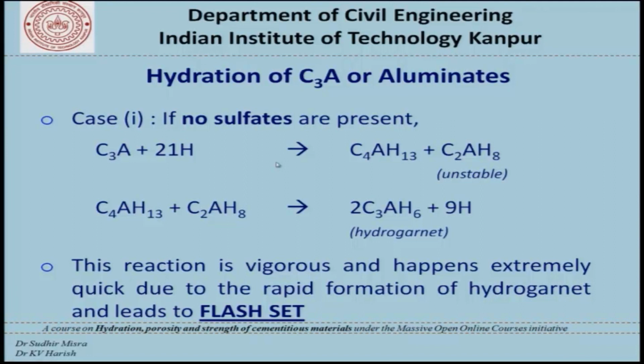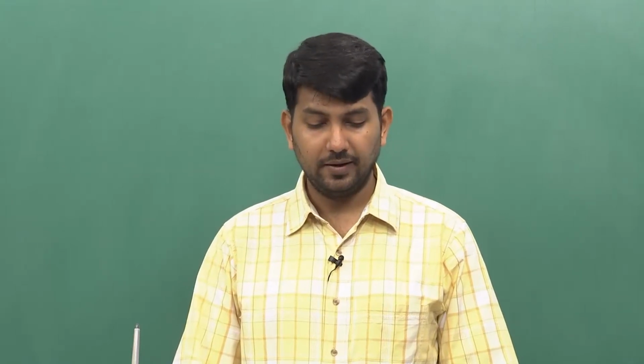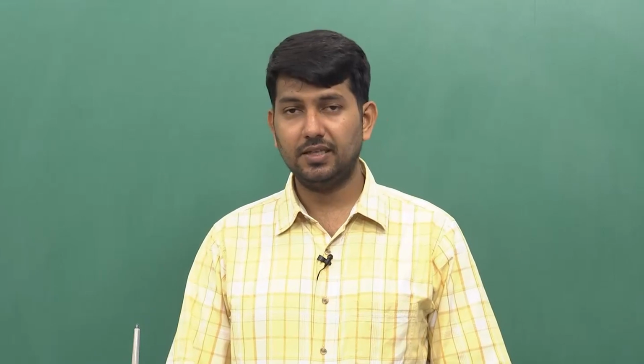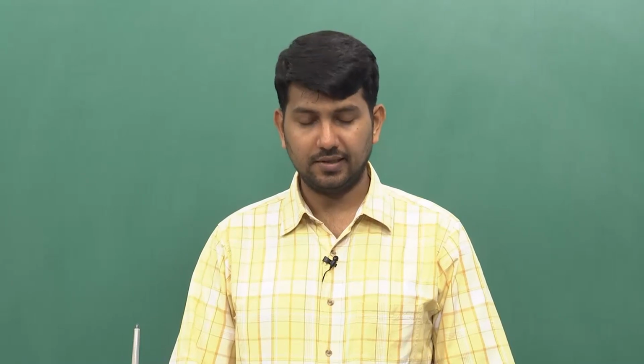Now the problem with this equation is that the hydrogarnet is an extremely hard material and the entire reaction is extremely quick. So this reaction is vigorous and happens extremely quickly due to the rapid formation of hydrogarnet, and this leads to a condition called flash set. Heat evolved at this stage is extremely high, and hence the terminology flash set comes along with it. At a later stage, when we see setting and hydration, we will see what happens to this flash set.